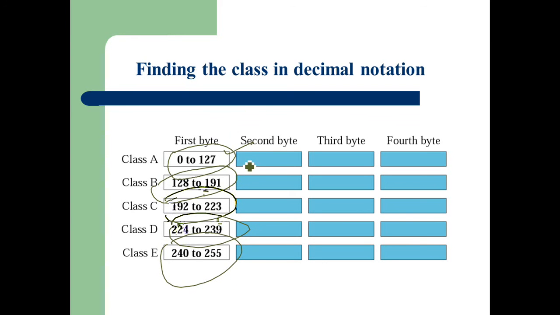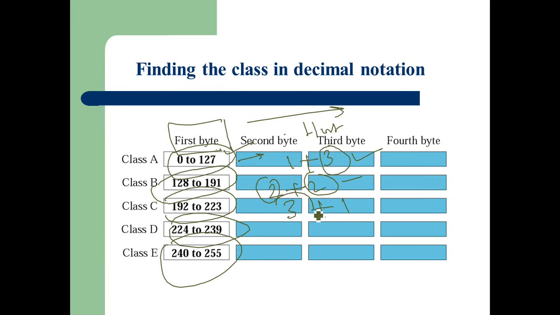Now in case of class A, the first block is the network portion, and the remaining 3 blocks are host. So in case of class A, it is the first block, and the remaining 3 blocks are in host. In class B, it is balanced, 2 blocks in network and 2 blocks in host. When we discuss in detail, we'll tell you later. Then 3 blocks in network in class C and 1 block in host.